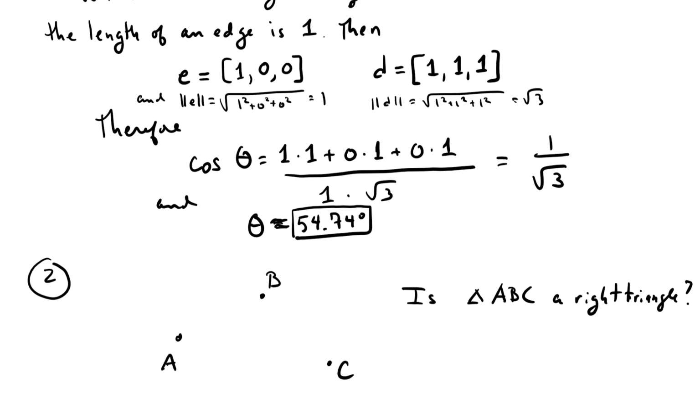Okay, now we'll add the coordinates. The coordinates of B are 0, 4, and 2. The coordinates of C are 2, 1, 0. And the coordinates of A are 1, 2, minus 1. Now try to think about this problem and maybe solve it on your own, and then look at the solution afterwards.